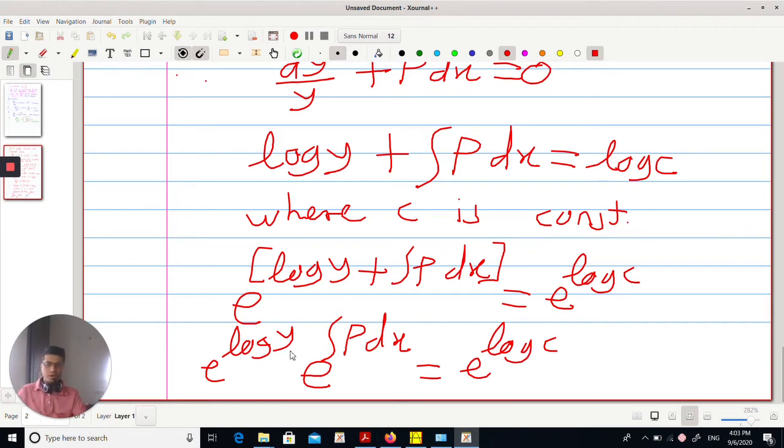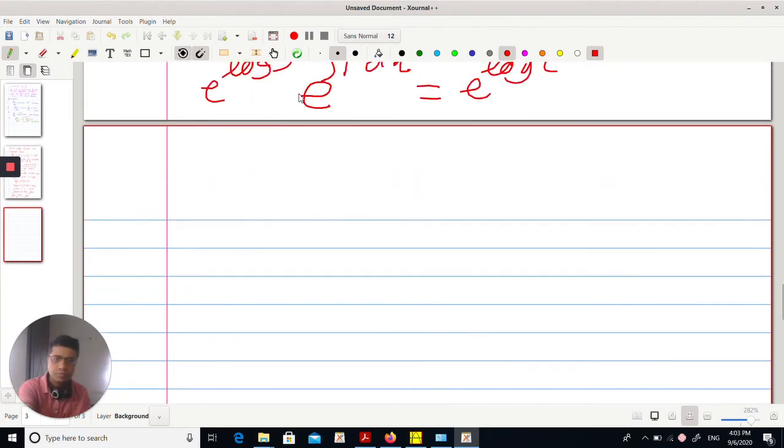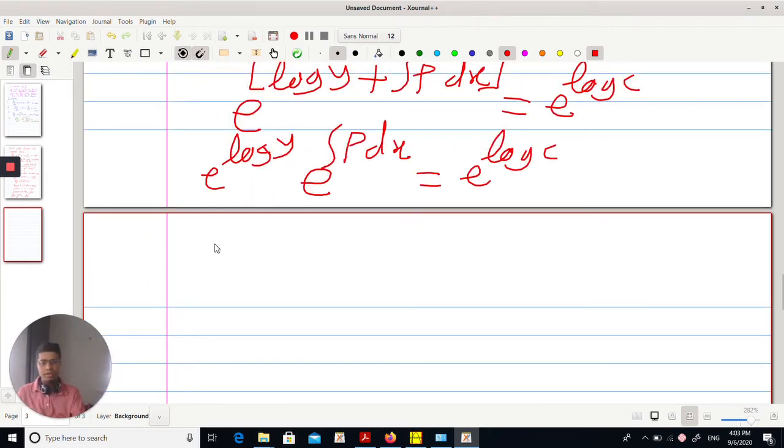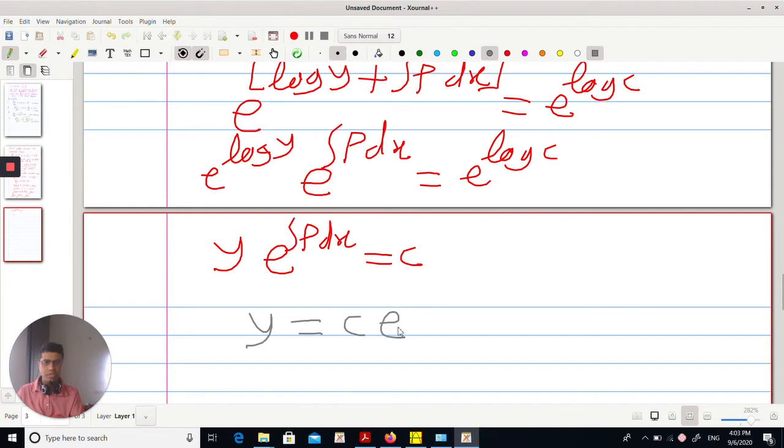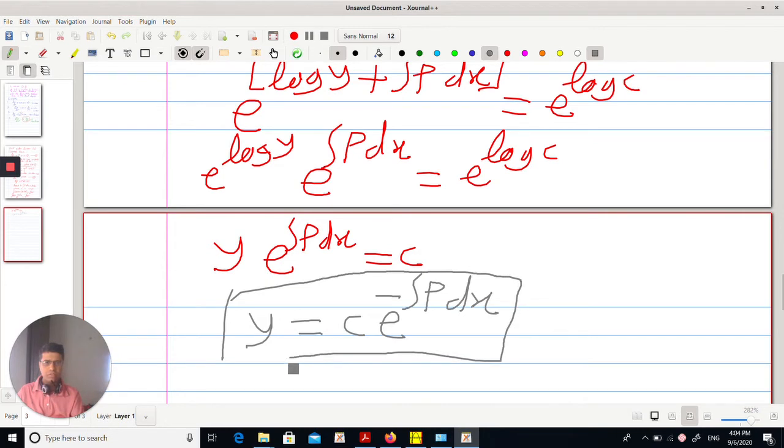Now exponential and logarithm are inverses of each other. So we can write this equation as e raised to log of y, which is y, into e raised to integral p dx equal to c. So we have the solution as y equal to c e raised to minus integral p dx. This is the solution of the simpler case dy by dx plus py equal to 0.